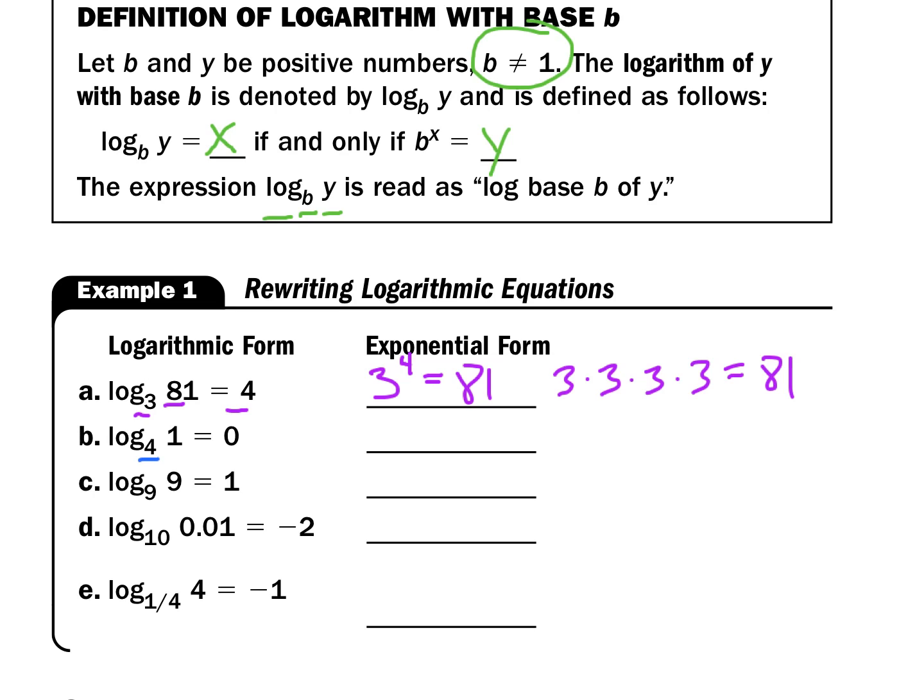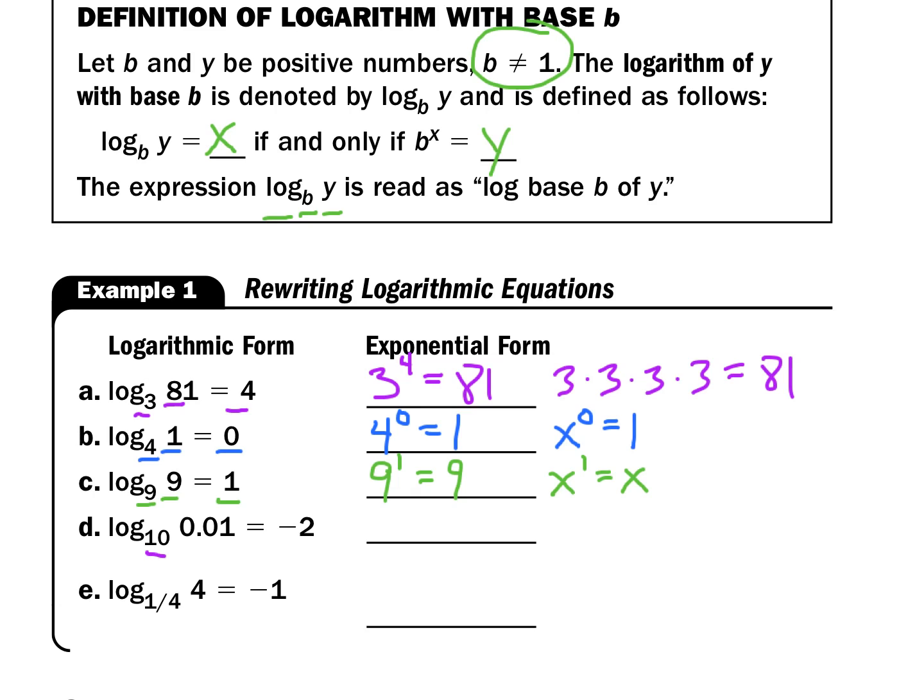Log base 4 of 1 is equal to 0. So in other words, 4 to the 0 power is equal to 1. Well, anything to the 0 power is equal to 1. Log base 9 of 9 is equal to 1. So in other words, 9 to the 1st power is equal to 9. Well, anything to the 1st power is just equal to itself.